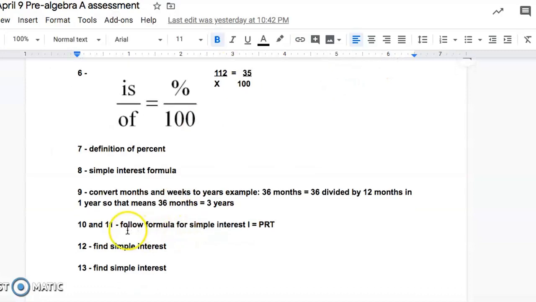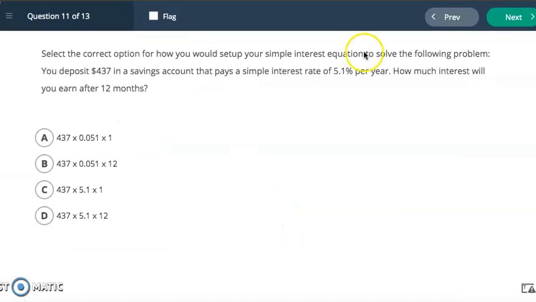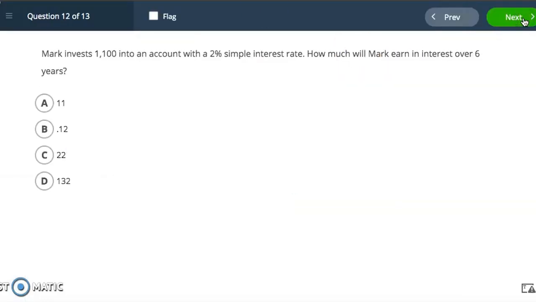Number 11 is the same thing. You're going to follow the formula for simple interest, and I have it here. Interest equals principal times rate times time. And for number 12 and 13, you will be finding simple interest. Mark invests $1,100 into an account with 2% simple interest. How much will he earn over 6 years? Principal times interest, change 2% to a decimal. That would be 0.02. For the interest rate, you're going to move that over 2 places, times 6.